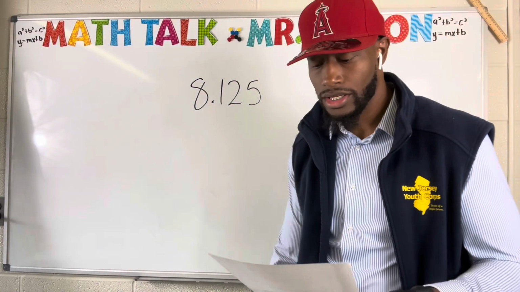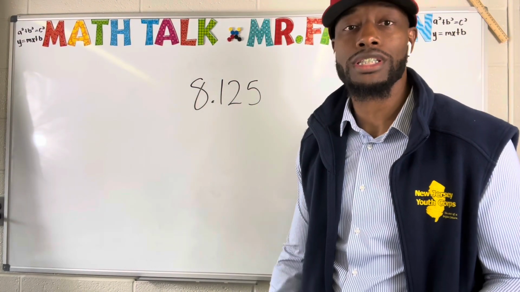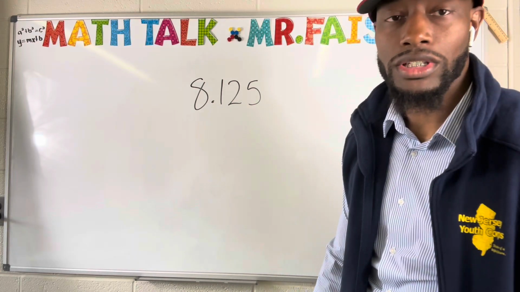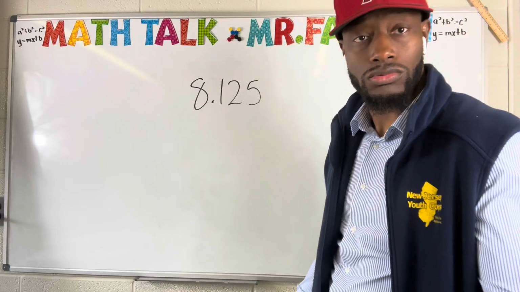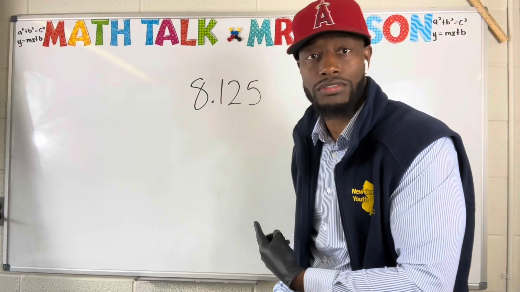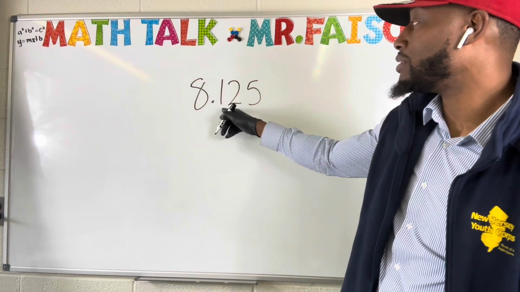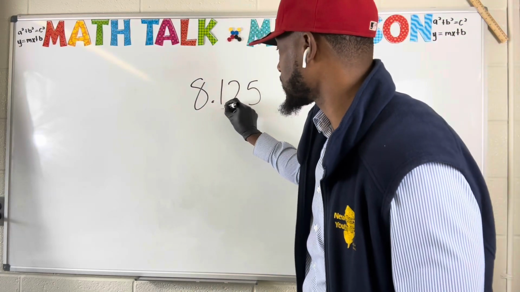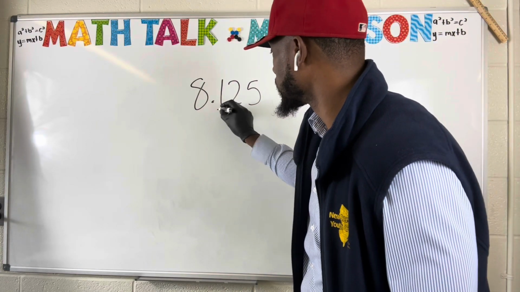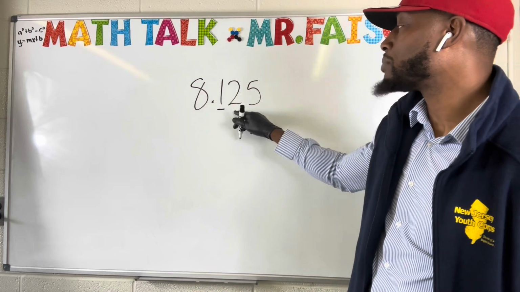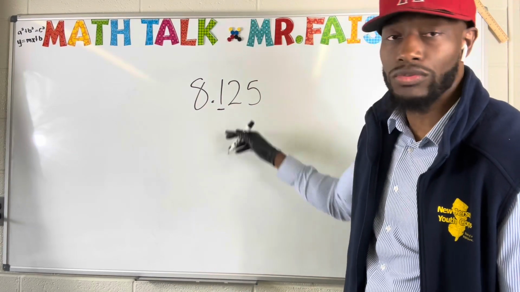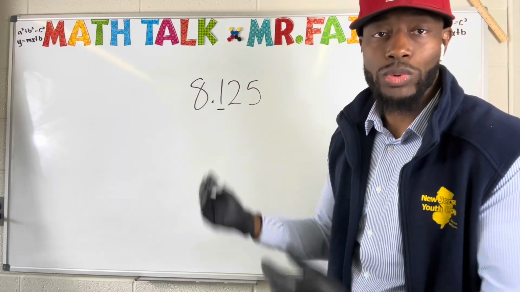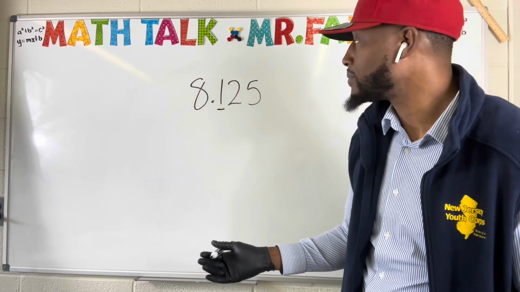8.125, and they asked us to round to the nearest tenths. For one, we find out what's in the tenths place. What number's in the tenths place? That 1. The 1 is in the tenths place. So I look behind that. The number behind it is going to tell me whether or not we round up or keep it the same.